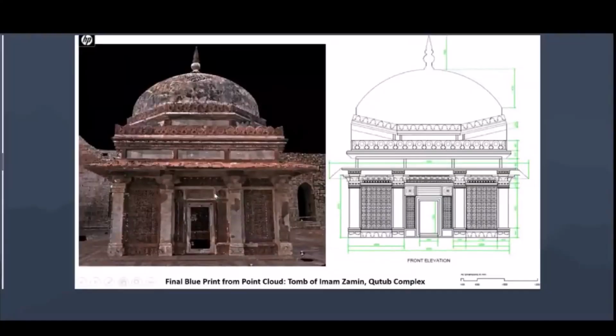The interior was also mapped similarly, and this is the exterior. So this is the front elevation with very, very precise measurements also available. So if on this model we make measurements, we will be able to get very precise, very accurate measurements. So the final integrated blueprint of this tomb of Imam Zamin in the Qutub complex area.